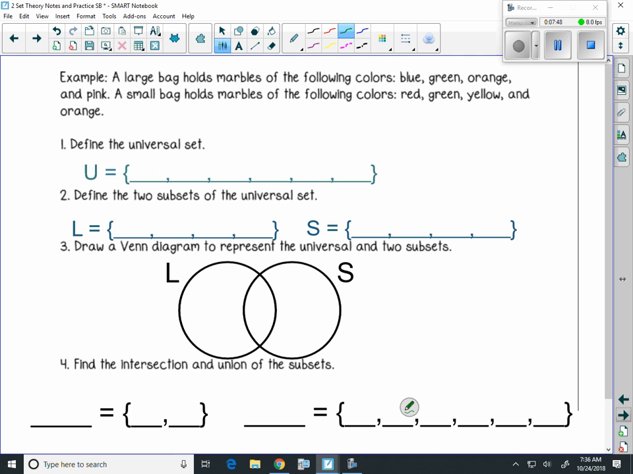So now, okay, we're gonna kind of bring all this together and put it into action. Okay, we have a large bag that holds marbles of the following colors: blue, green, orange, and pink. So I'm just gonna go ahead and write down the first letter of each color. A small bag holds marbles of the following colors: red, green, yellow, and orange. So we're going to write those down.